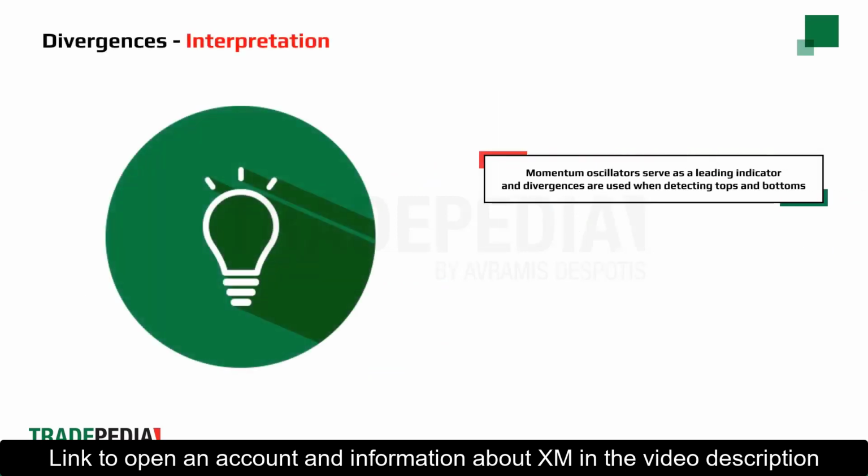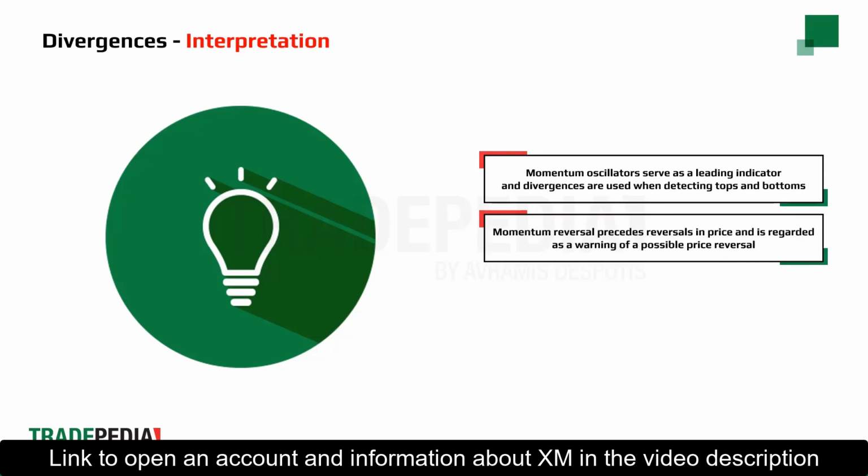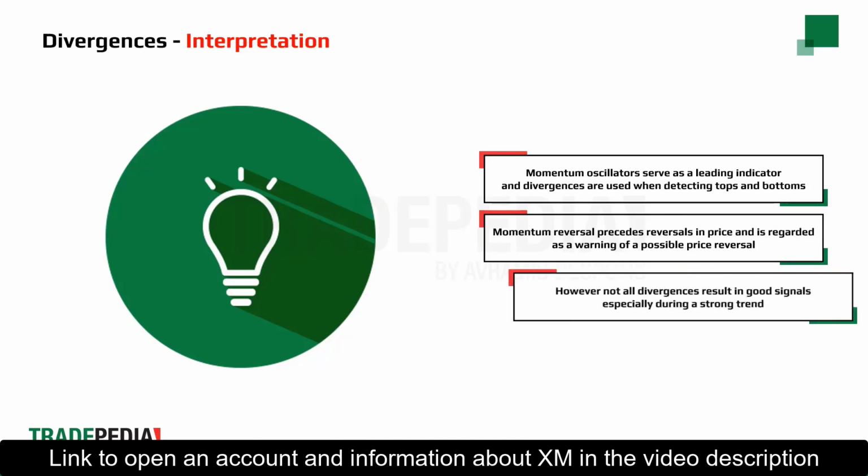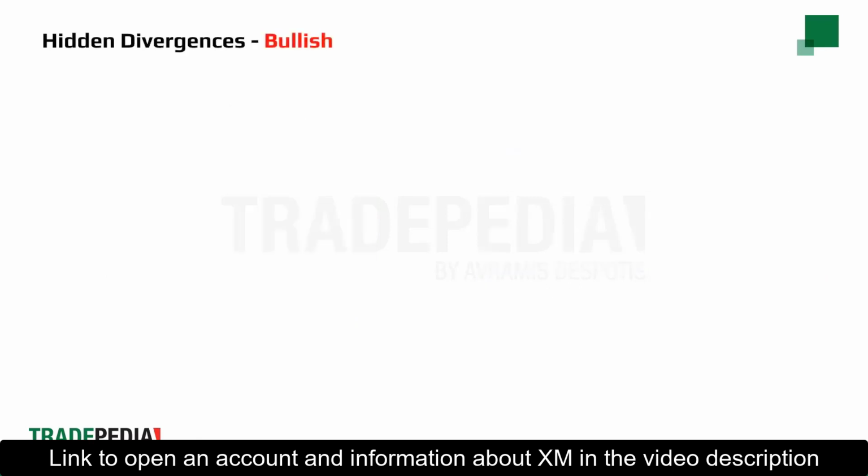Momentum oscillators serve as a leading indicator, and divergences are used when trying to detect market tops and bottoms. Momentum reversal precedes reversals in price, and therefore a shift in momentum is regarded as a warning of a possible price reversal. However, not all divergences result in good signals, especially during a strong trend.